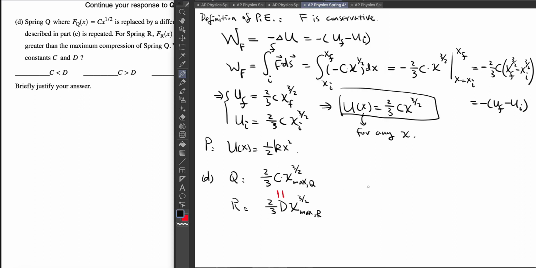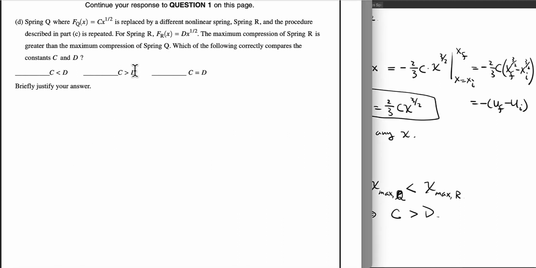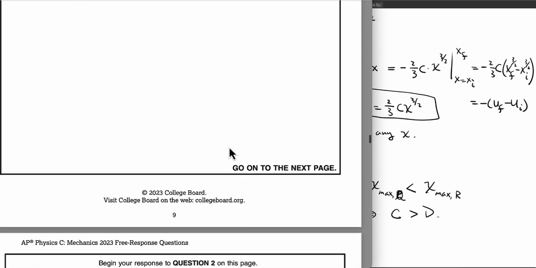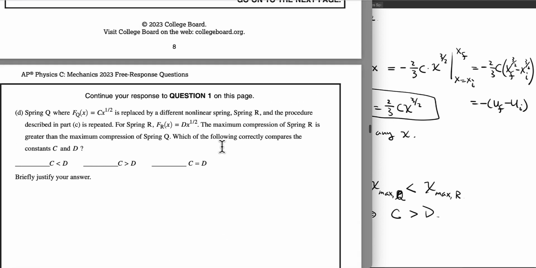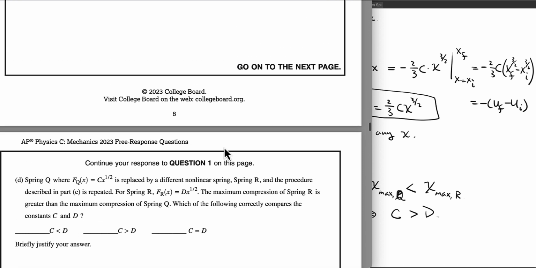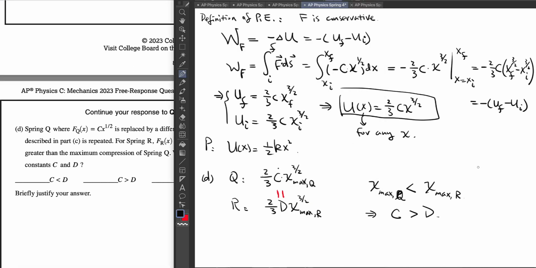So x max Q, sorry, not P, Q, is less than x max R. That would mean the coefficient C needs to be greater than D. So the answer is this one, C greater than D. Okay, all right, so that's all for question number 1 of the 2023 AP Physics free response. Thank you for watching.